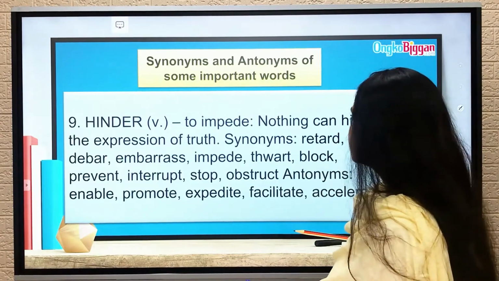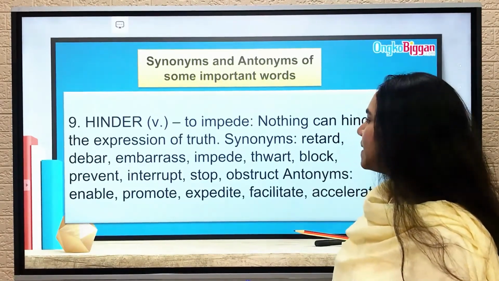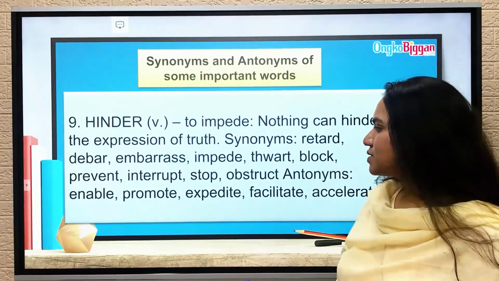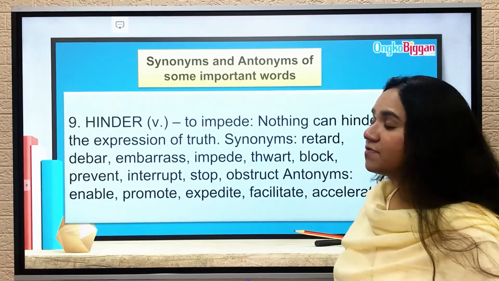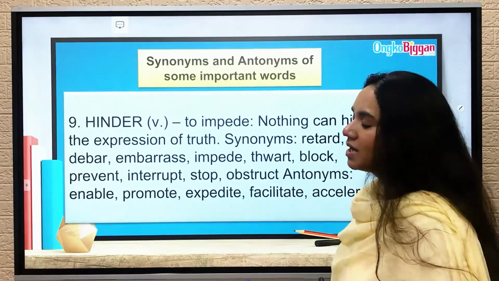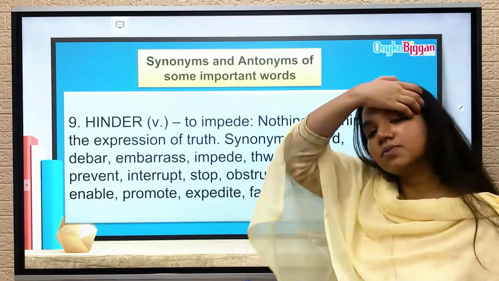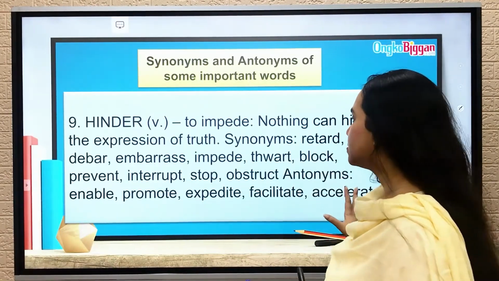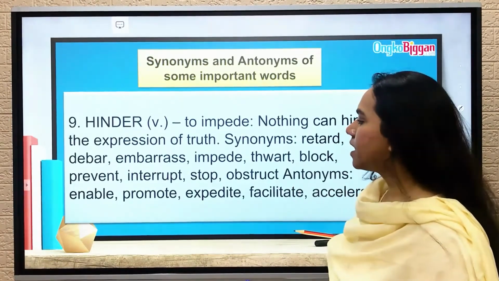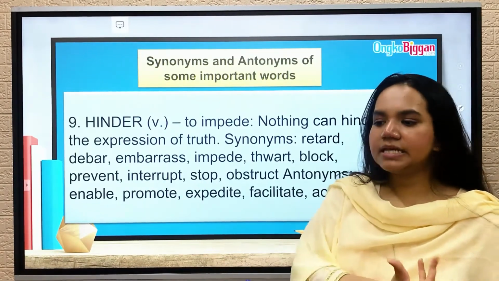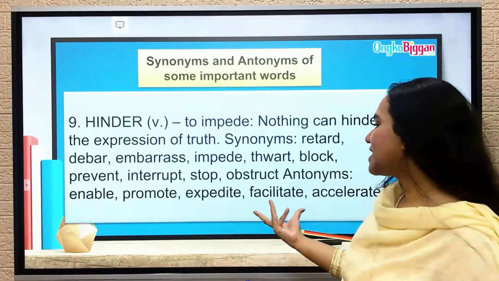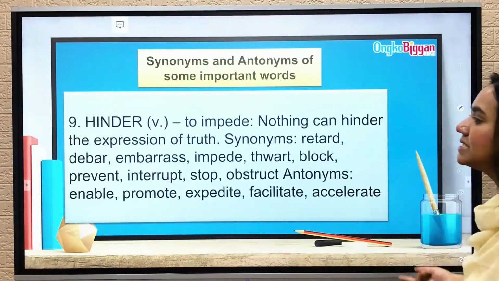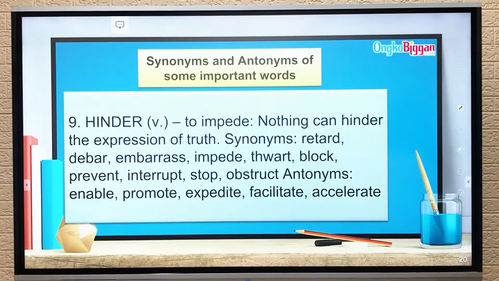Then the synonyms of hinder can be retard, debar, embarrass, impede, thwart, block, prevent, interrupt, stop, obstruct. I've put so many words here, right? You can use any of these. And once again, I'm telling you to make sure you learn all of the meanings that we are doing. So antonyms of hinder are enable, just to easily enable someone, or to promote, expedite, facilitate, accelerate. You could also use the word decelerate as a synonym of hinder.